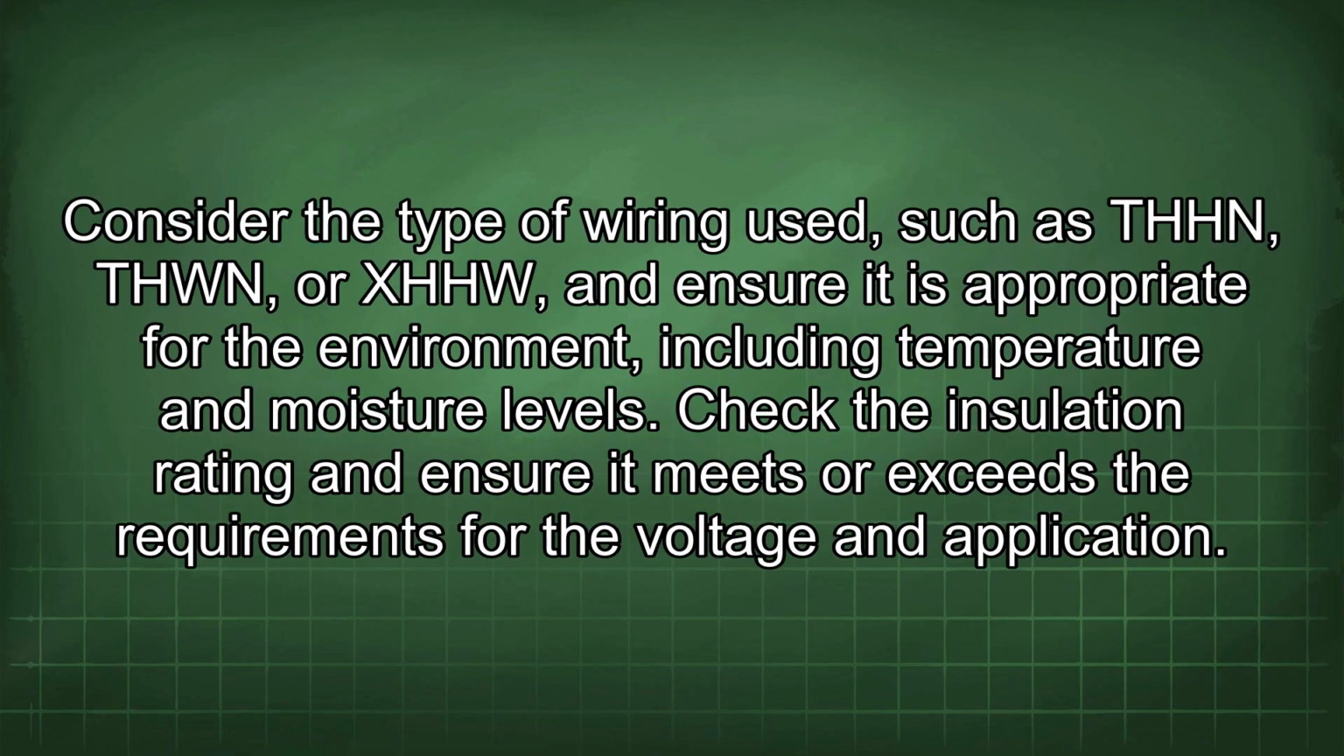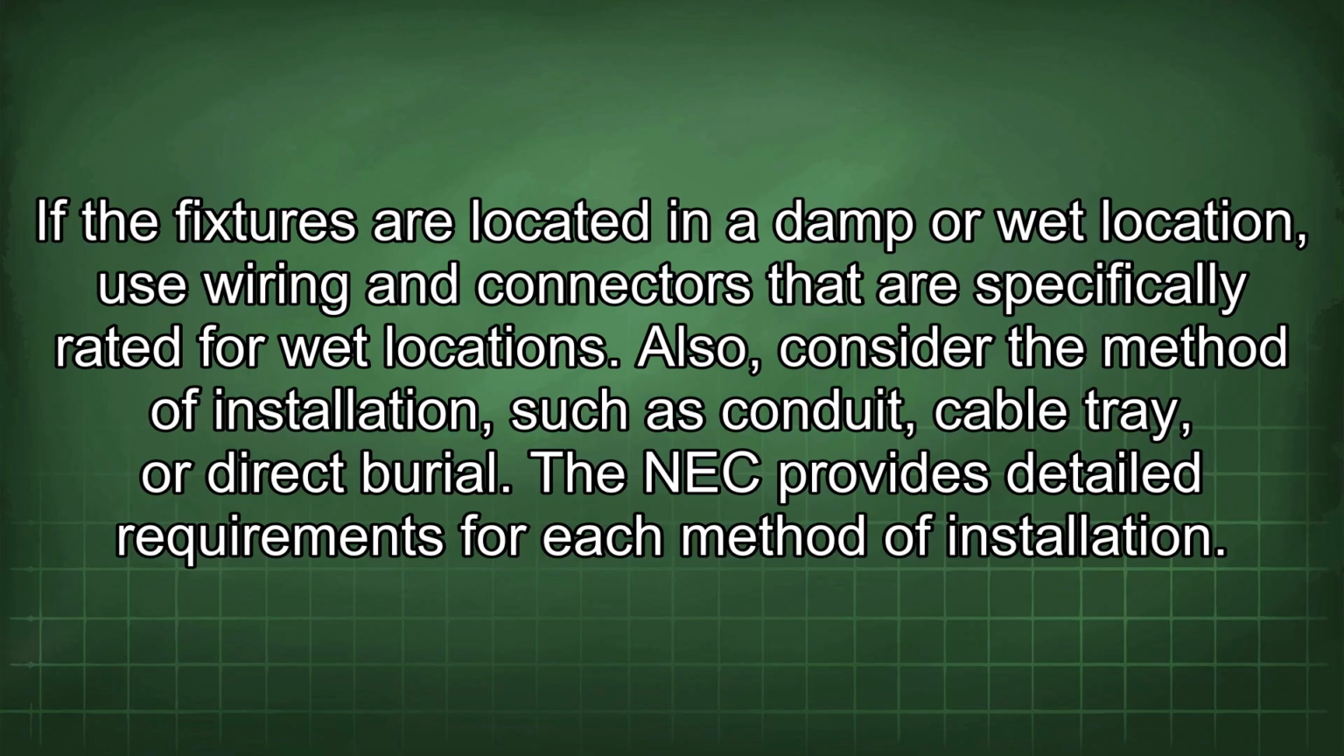Consider the type of wiring used, such as THHN, THWN, or XHHW, and ensure it is appropriate for the environment, including temperature and moisture levels. Check the insulation rating and ensure it meets or exceeds the requirements for the voltage and application. If the fixtures are located in a damp or wet location, use wiring and connectors that are specifically rated for wet locations. Also, consider the method of installation, such as conduit, cable tray, or direct burial. The NEC provides detailed requirements for each method of installation.